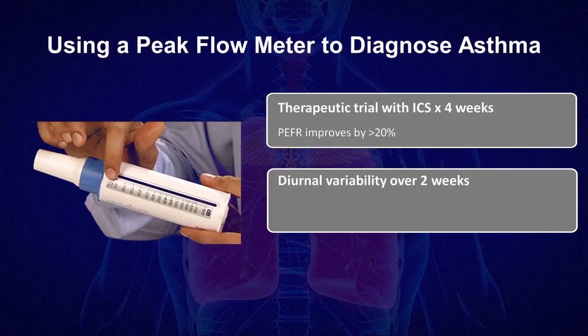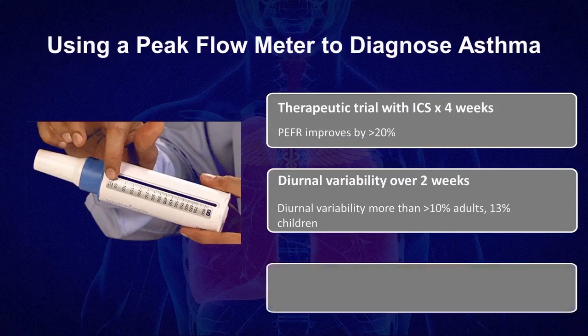Similarly, you could also look for diurnal variability, that is morning PEFR values versus evening PEFR values. Give the patient a peak flow meter to take home, ask the patient to do 3 blows in the morning, 3 blows in the evening, record the highest, and look at the differences between the morning and evening PFR values. If the difference is more than 10% in adults, more than 13% in children, then this is very strongly indicative of underlying bronchial asthma.